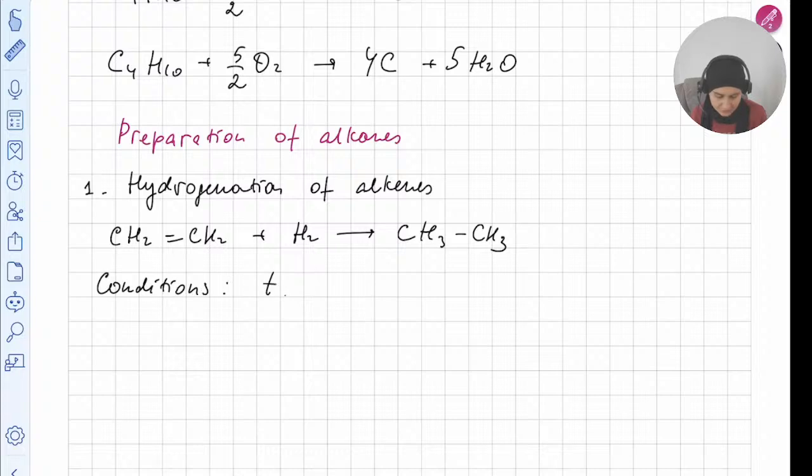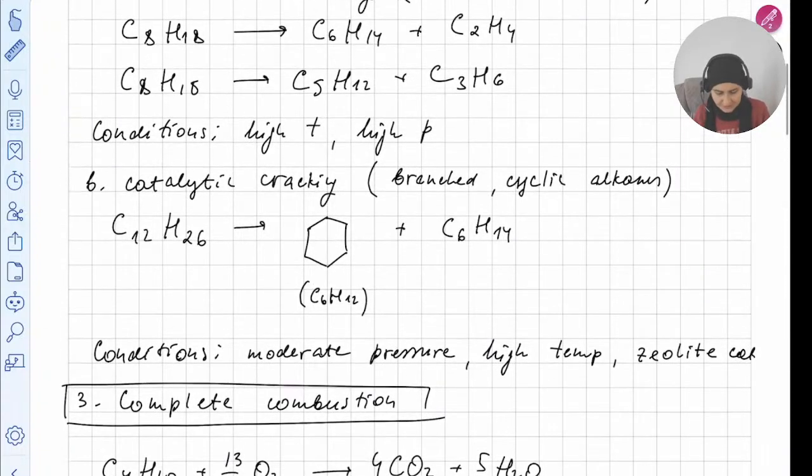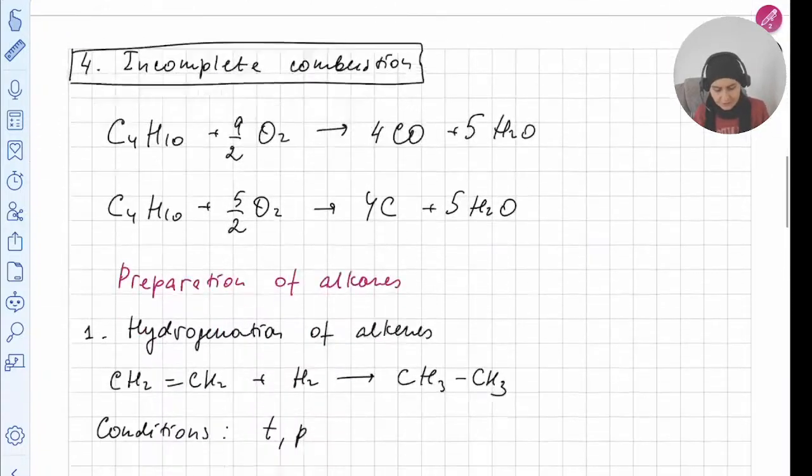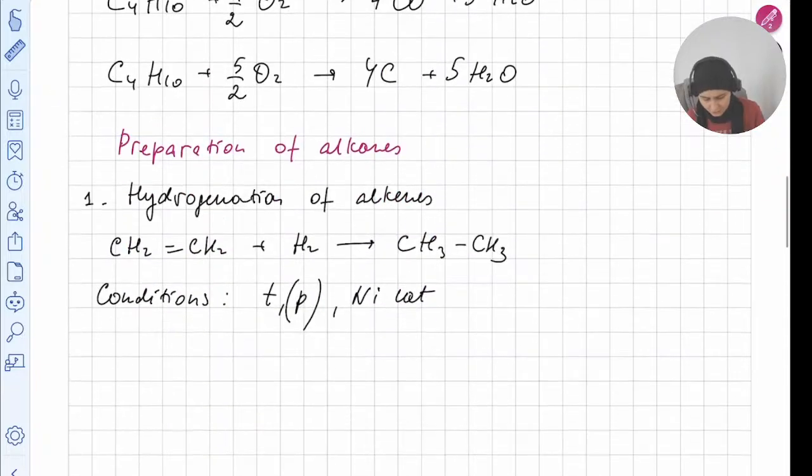Conditions, temperature, pressure. Let's just maybe shorten it. Okay, so temperature, pressure, not necessarily, but a bit higher than normal is what they usually use, and then a catalyst, a nickel catalyst or platinum catalyst or palladium catalyst. Hydrogenation. Okay, that's the first way to form alkanes.